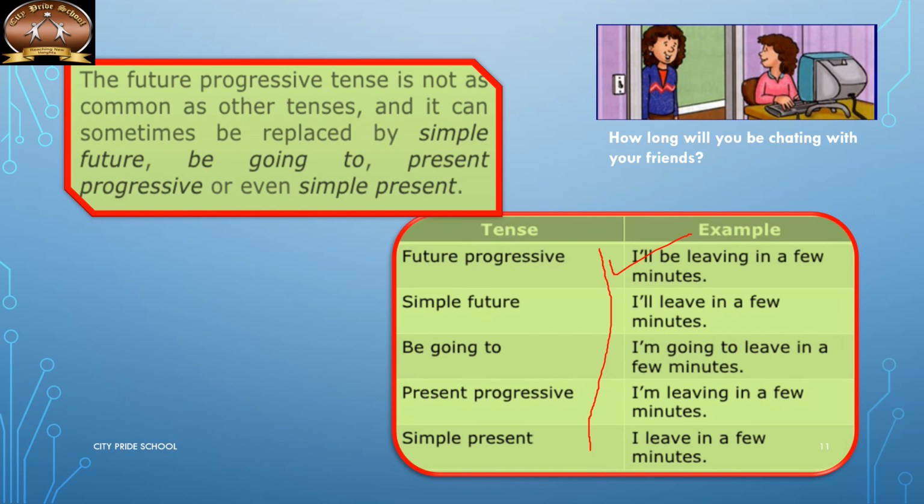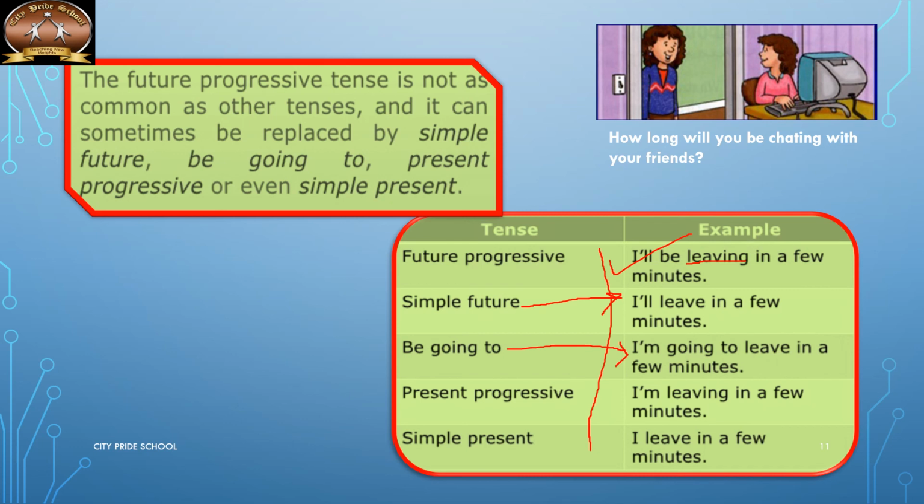Now, subject plus will plus be plus V-ing form of the verb, and rest of the sentence. The same sentence can be stated in simple future without changing the meaning. I'll leave in a few minutes. This is also conveying the same meaning. Then the be going to form: I'm going to leave in a few minutes. This is the be going to form of simple future.